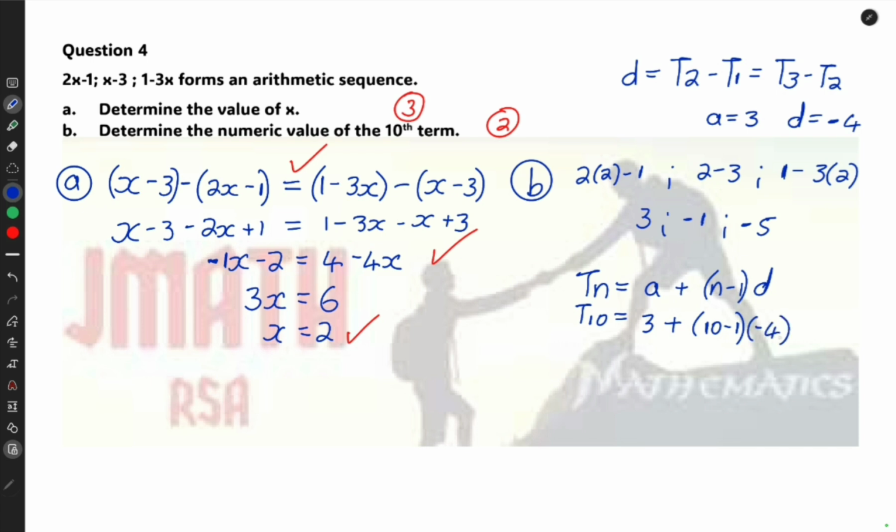So you'll notice I'm not first getting the Tn formula and then subbing in. You are welcome to do that. It's just going to be one extra step. But it's up to you. You will still get full marks if you do it exactly like I'm doing now. So in this case, 3 plus, now that gives me a 9 times negative 4. So that's minus 36. And then the answer is minus 33 is the 10th term.